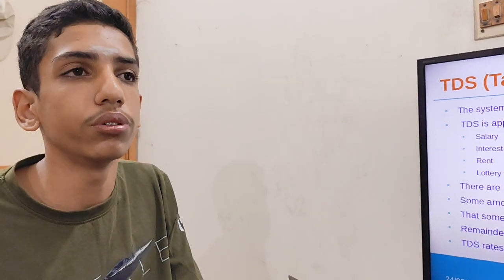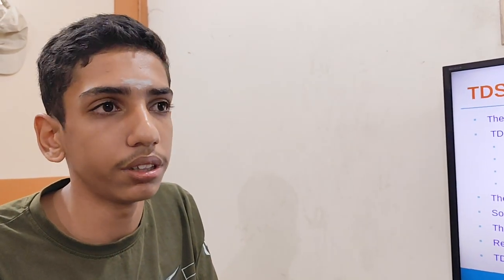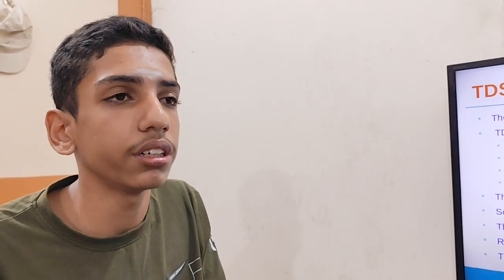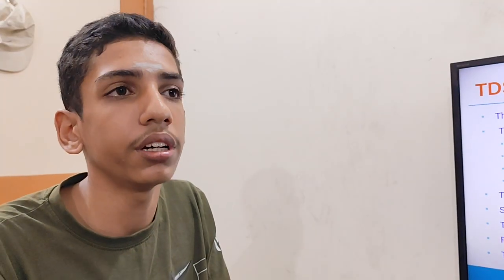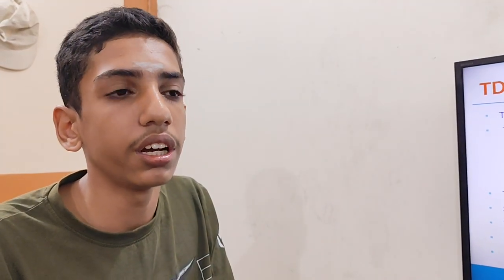For example, if you work in a company and they are paying income to us, the company will give income to us, and some specific amount of money is deducted from that income and sent to the tax authorities, which is called TDS.